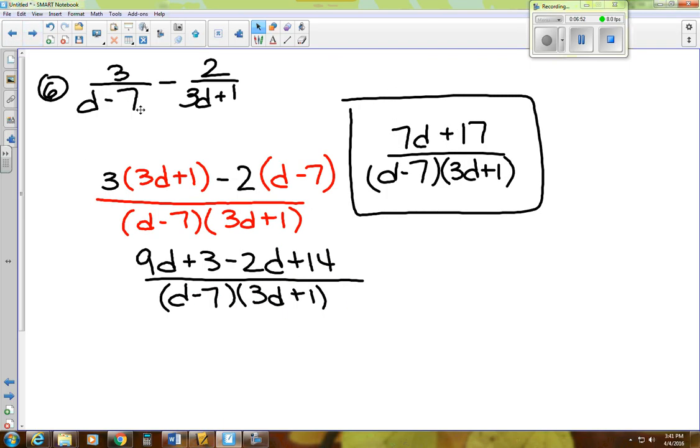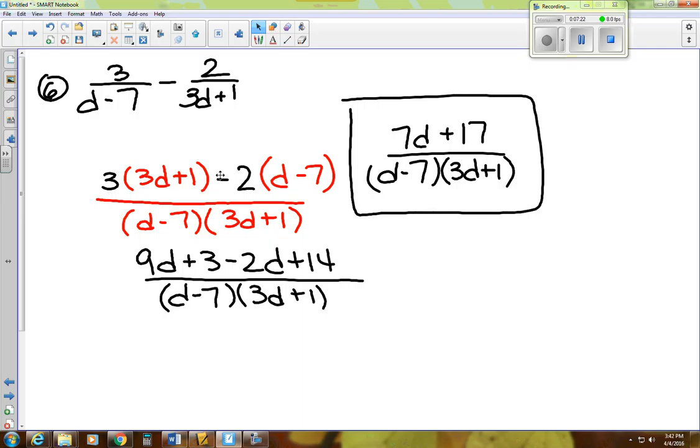This one's a little bit different. Everything's been factored, but we don't have any common factors. So in a case of this, we just take every denominator and make it a factor of the LCD. And then we're still going to multiply by whatever fraction we're missing, factor we're missing. Sorry, I keep messing that up. So I'm missing in this fraction the factor 3d plus 1. Over here, I'm missing d minus 7.